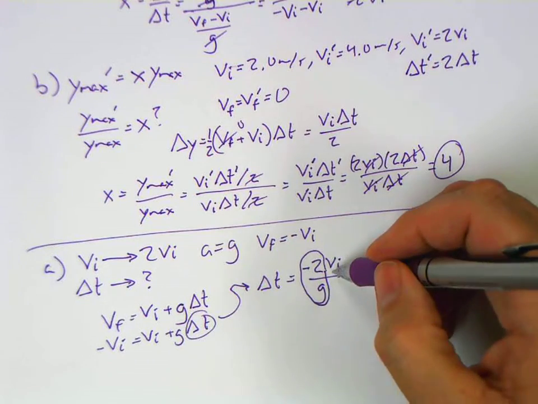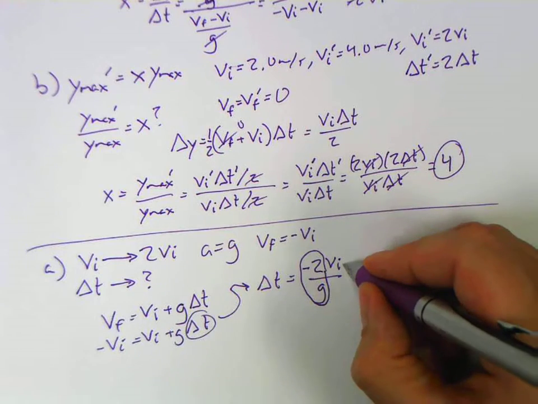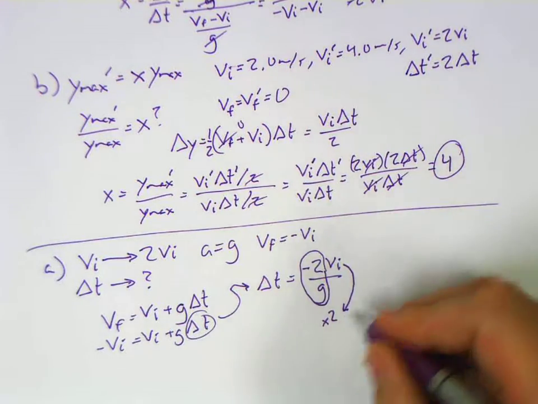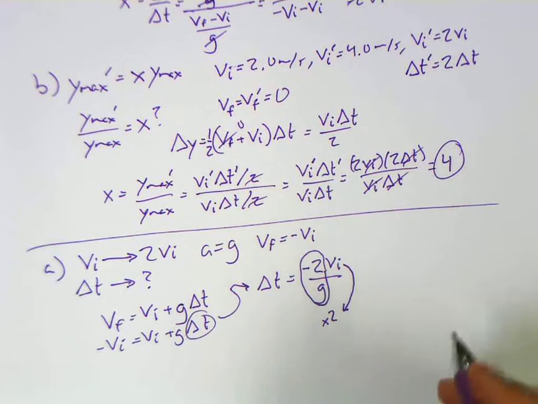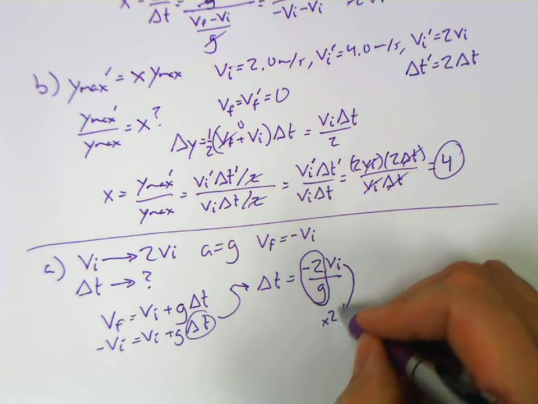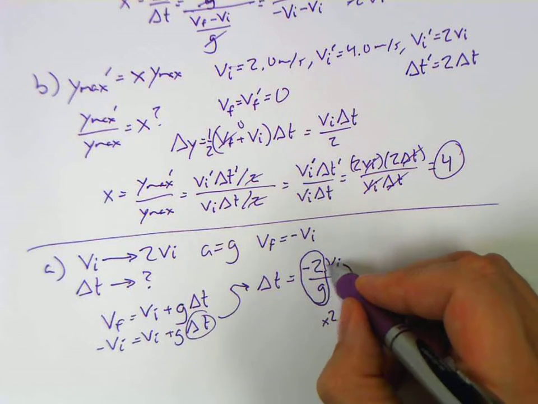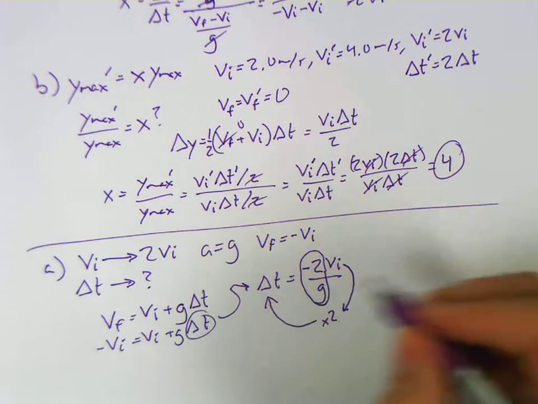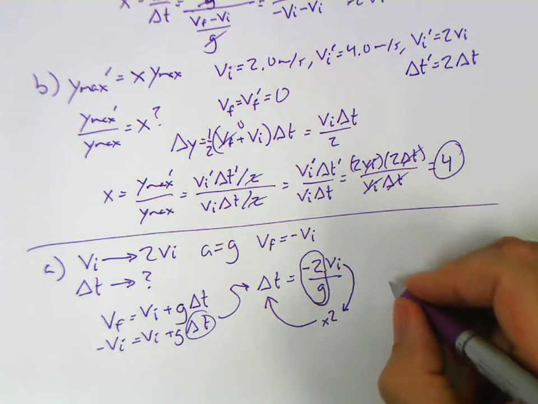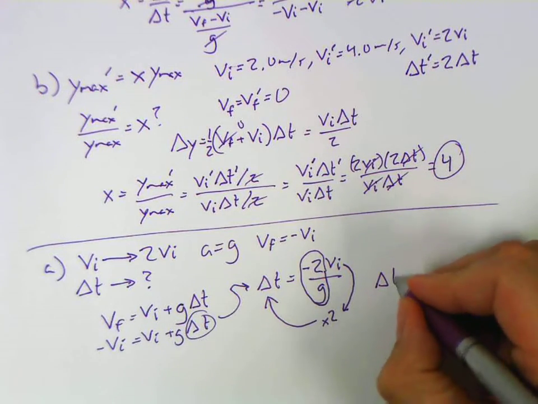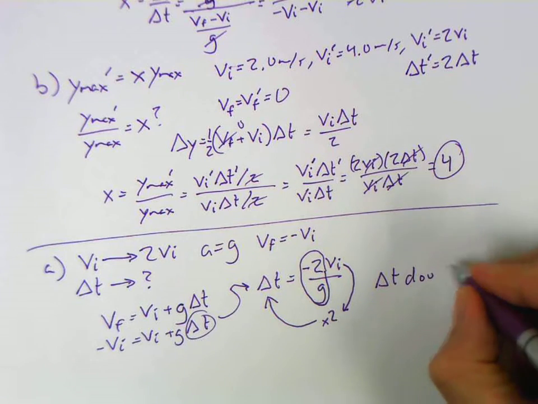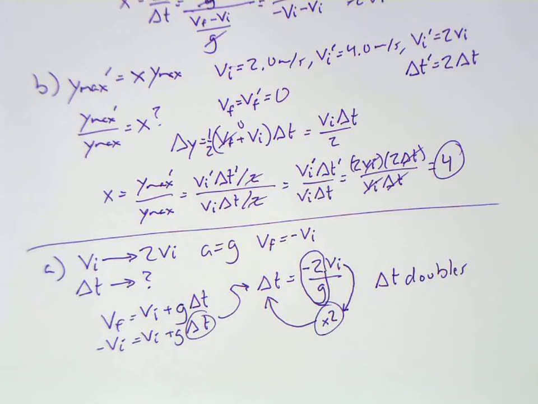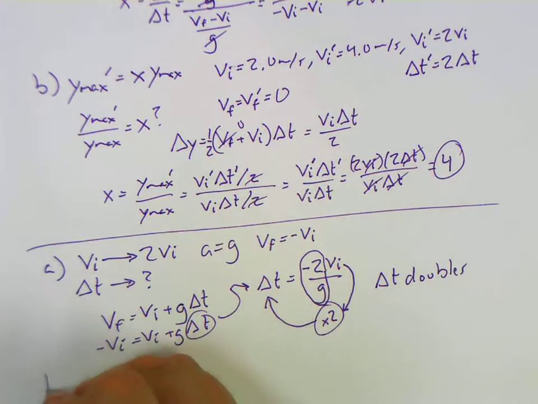That means that they are directly proportional. Or if I were to double, that means multiply by 2, v initial, because it is in the numerator and it's just multiplied by a constant, it is going to do the same thing to delta t. So what has happened is delta t doubles because it ends up being multiplied by 2. Let's look at the trickier one.